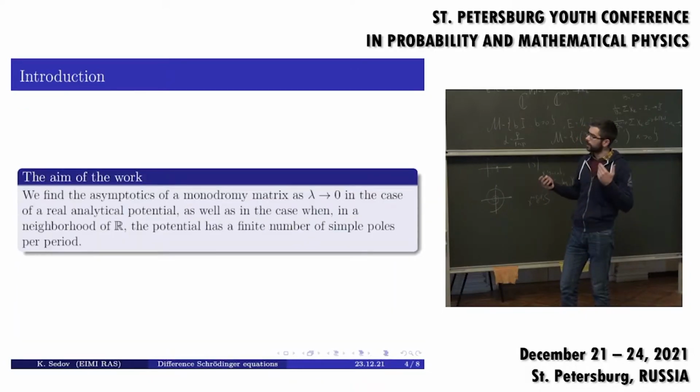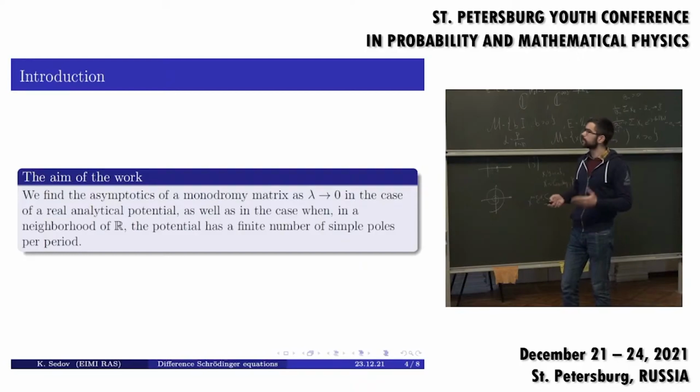Earlier, with the help of the monodromization method, mostly the equations were studied which potential is a trigonometric polynomial. Here we want to concentrate on the case when the potential is analytic in some neighborhood of the real axis. And we want to find out how the singularities that are located on a finite distance from the real axis affect the spectrum. And in our work, we've obtained the first results in this direction.